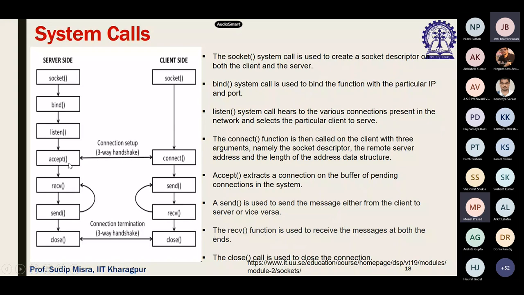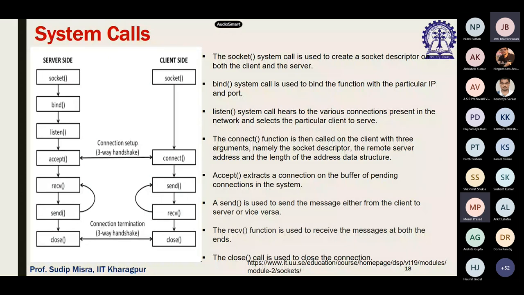Then the server has to accept that connection request. It might so happen that more than one request comes from multiple clients. In an iterative server, one by one it is going to process these requests coming from multiple clients. The server will extract a connection from the buffer of pending connections of the system and accept one of them. This buffer holds all the different connection requests that are coming to it.